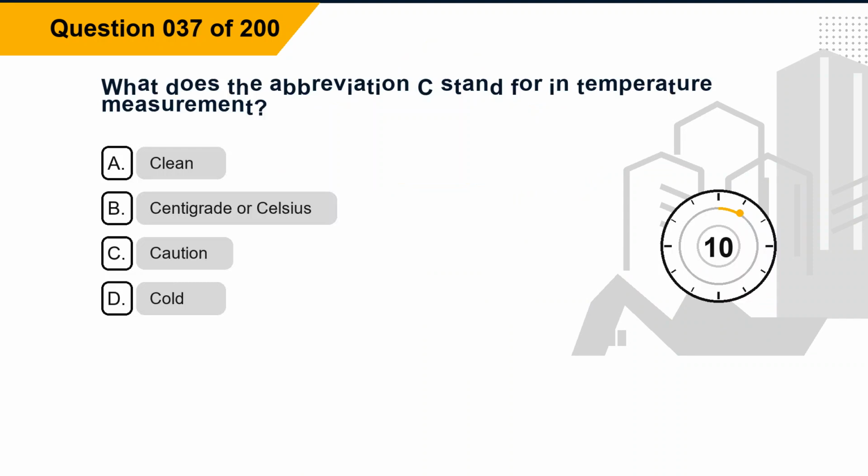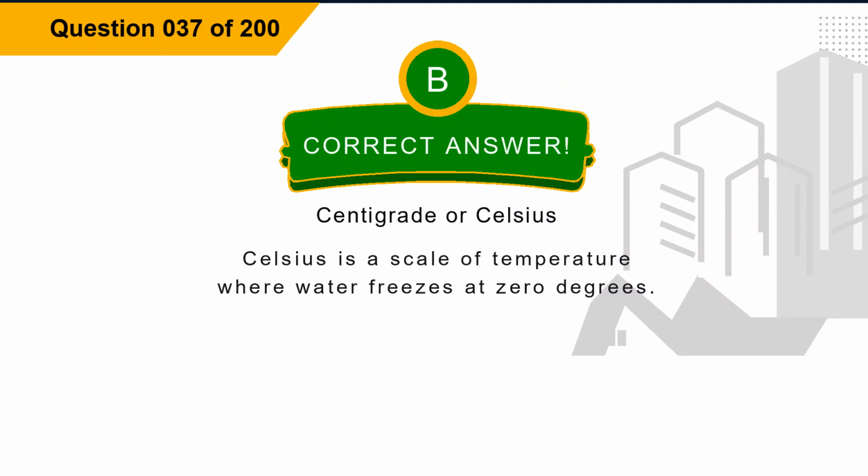Question 37. What does the abbreviation C stand for in temperature measurement? Option A, clean. Option B, centigrade or Celsius. Option C, caution. Option D, cold. The correct answer is option B, centigrade or Celsius. Explanation: Celsius is a scale of temperature where water freezes at 0 degrees.